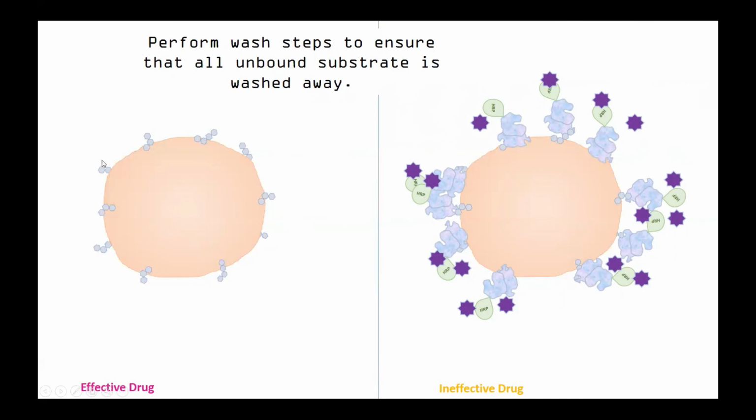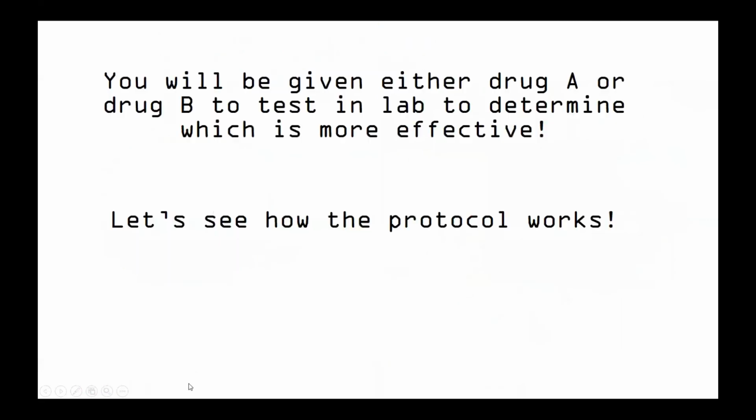If we've successfully blocked ricin from binding to the outside of the cell in the first place, we shouldn't see anything. So you'll be given one of the two drugs to test in lab to determine which is more effective. So let's see how the protocol works.